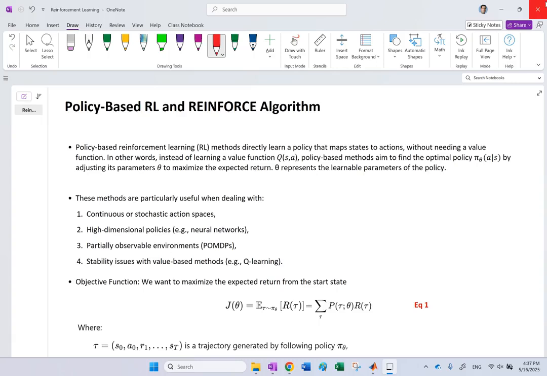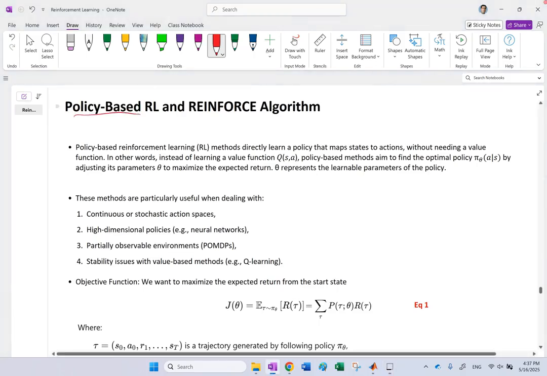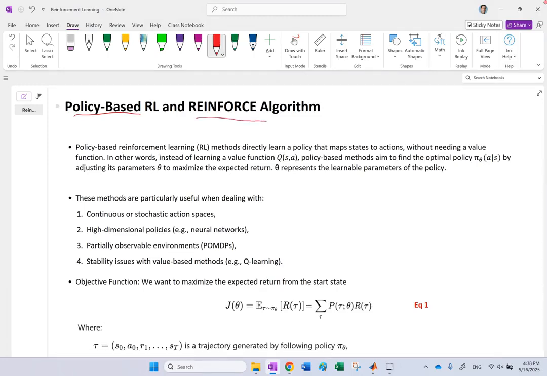We learned Q-learning, which was off policy, and we learned SARSA, which was on policy. Now in this video, we are going to look at the other category of reinforcement learning methods called policy-based. And one of the earliest ones is called REINFORCE. So let's get to it.